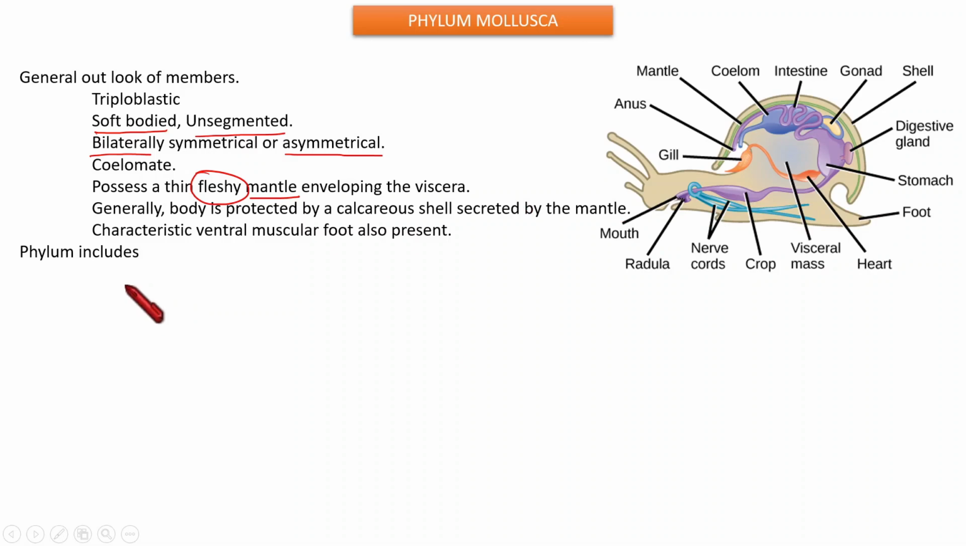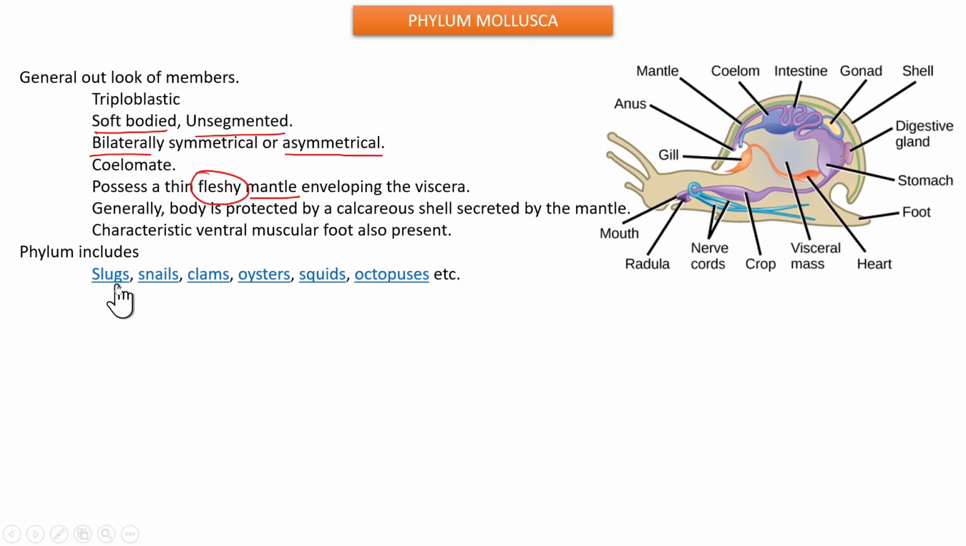Then this phylum includes many common members. It is rich in different species, and with regard to the number of organisms that come under Mollusca, it comes just next to Arthropoda. So number of species wise, it is such a rich phylum.